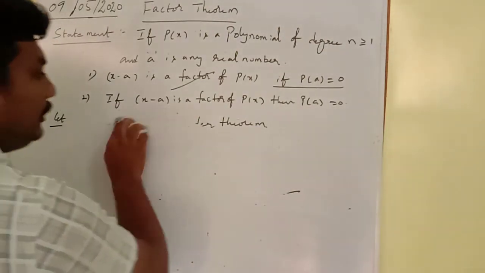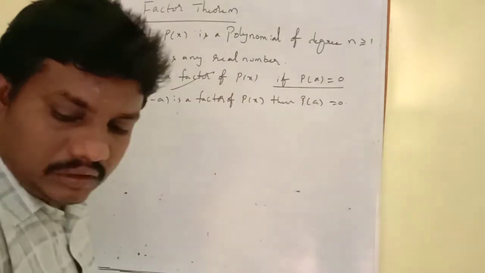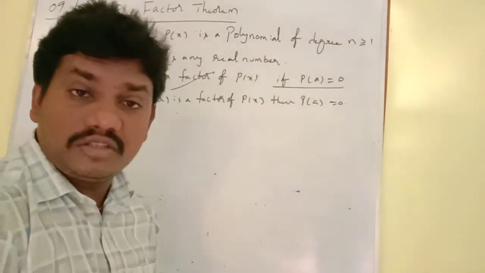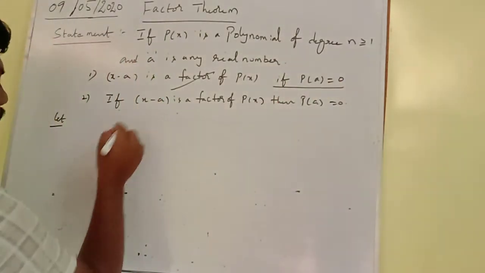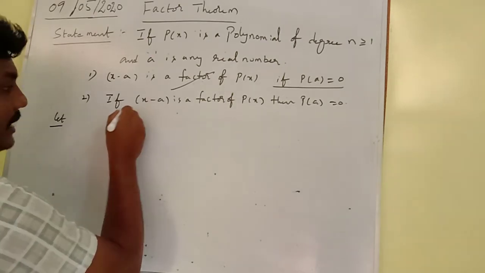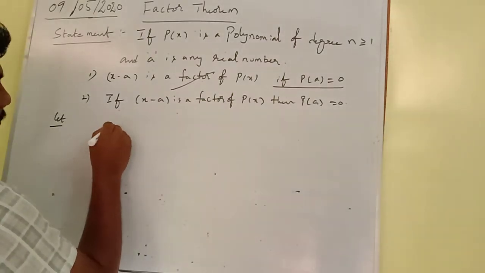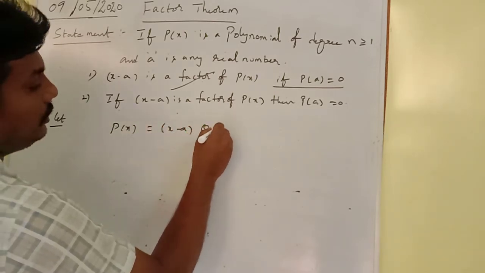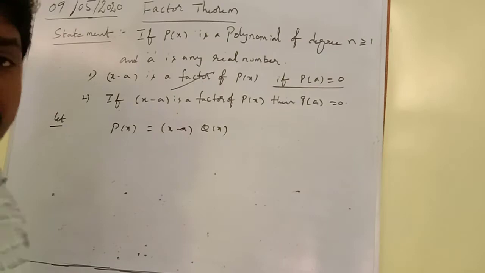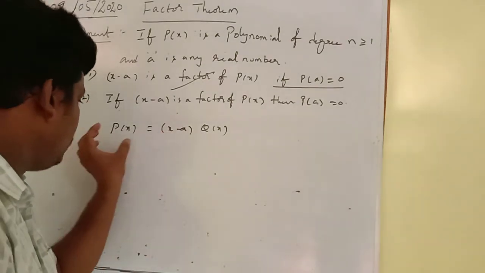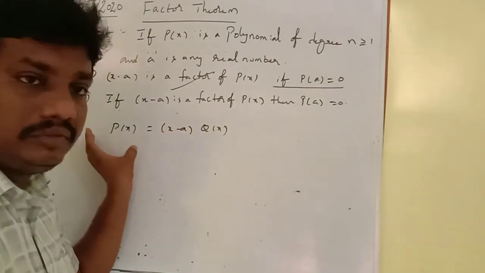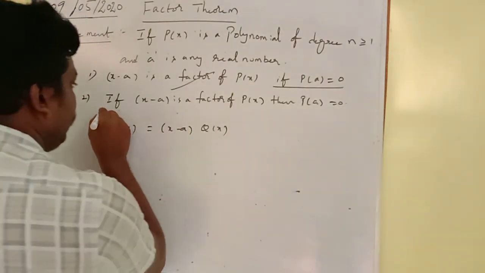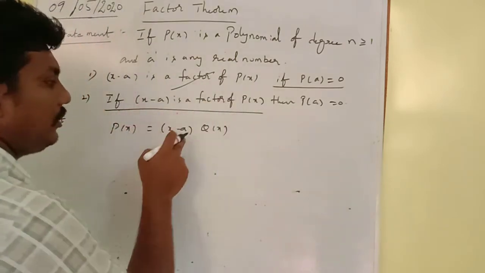So from the factor theorem first, if x minus a is a factor of p of x, let p of x equal x minus a into q of x, because it is a factor, definitely it is a product of something. That means p of x is the product of x minus a and q of x.